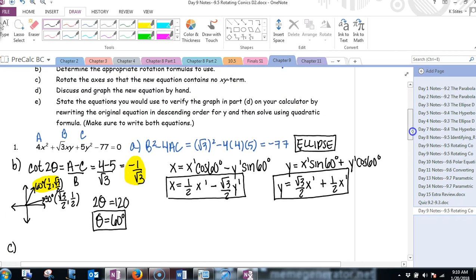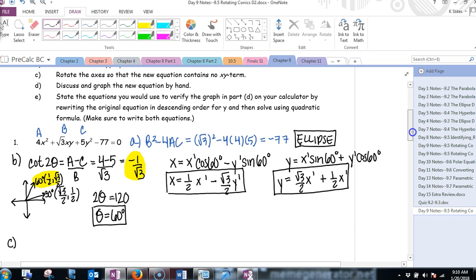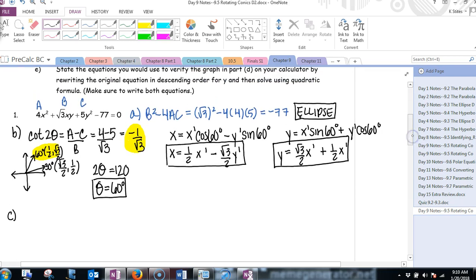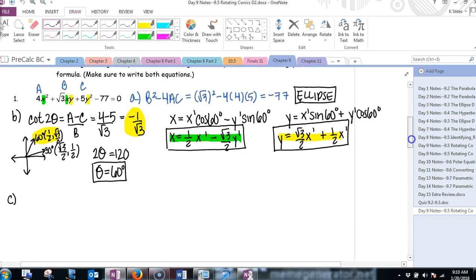So part C, rotate the axes so that the new equation contains no xy term. This is when we're going to take x and plug it in everywhere you see an x up here, and we're going to take y and plug it in everywhere we see a y up here, and we're just going to go really slowly and carefully and write neatly for your pre-calc teacher who has to grade close to 60 of these. Okay, so let's do that.